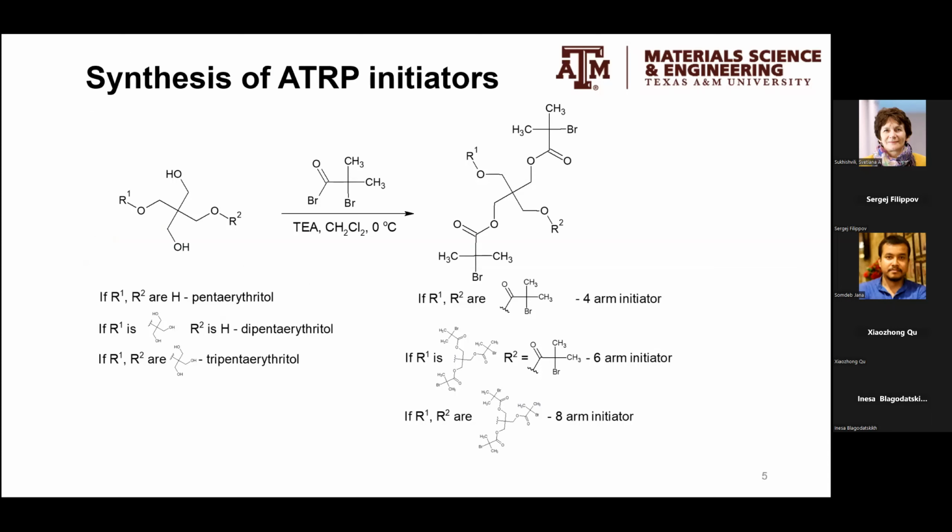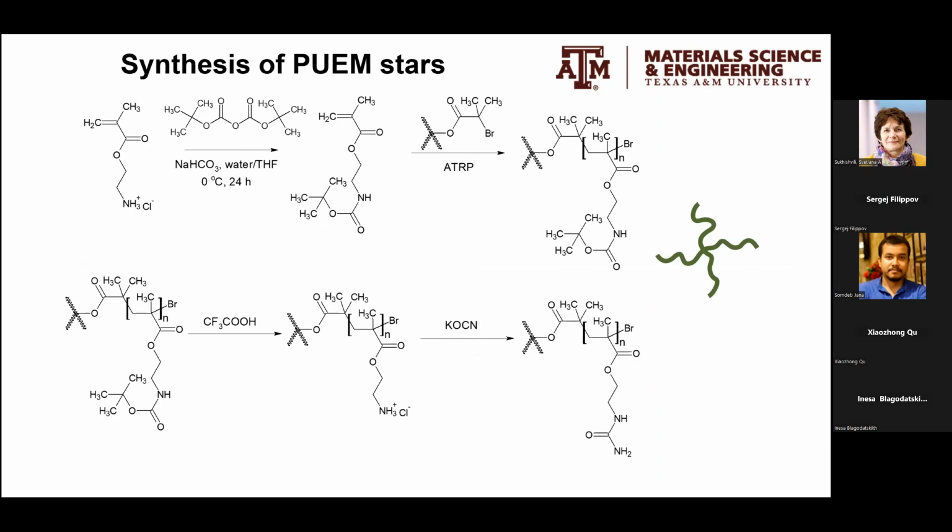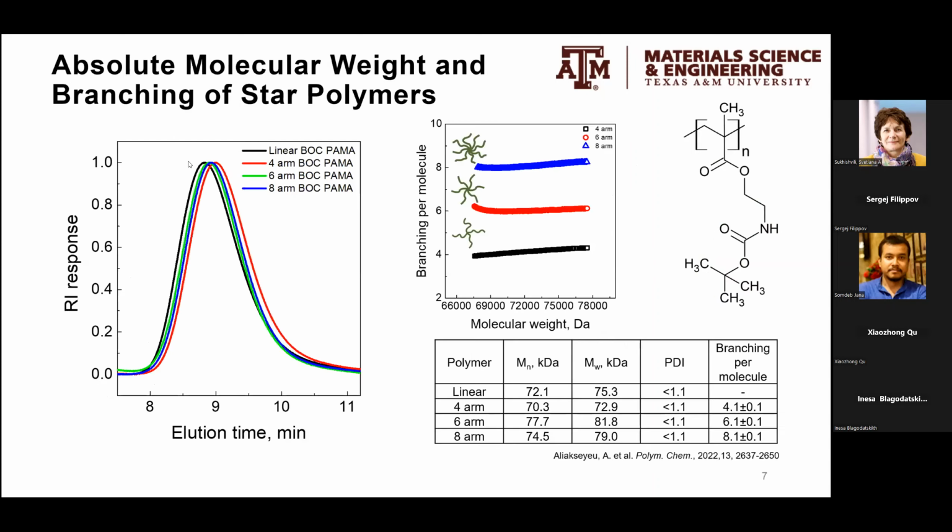We start from cores which are polyols, and the favorite core we start from is pentaerythritol. Then we extend it, introduce the bromine group, and follow with ATRP. When we do ATRP, we have to protect the monomer side group with BOC. Then we remove the BOC protection, we are left with the amino group, and we follow with the ureido modification. Here is an example of how we got a 4-arm star UCST polymer.